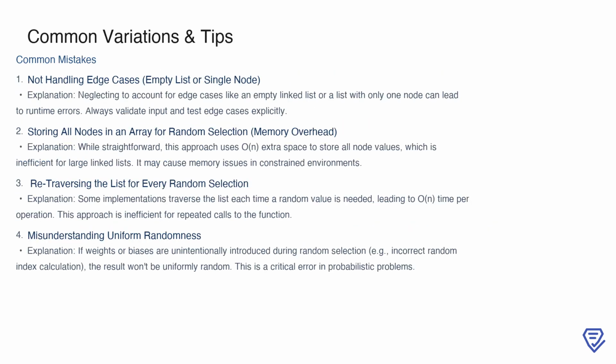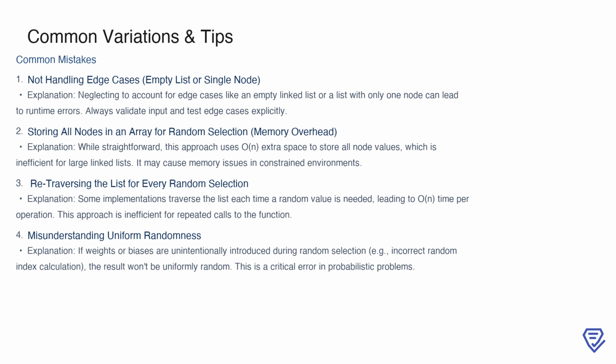When working on problems like linked list random node, there are some common mistakes to avoid. First, not handling edge cases properly can lead to runtime errors. For example, an empty list or a list with only one node may not be explicitly accounted for, so it's important to validate inputs and test these edge cases. Next, storing all the nodes in an array for random selection might seem intuitive, but this introduces significant memory overhead. It requires n extra space, which can be problematic, especially for very large linked lists.